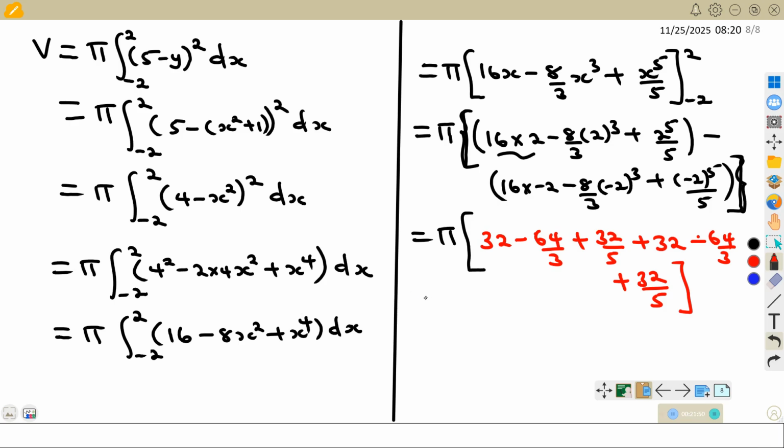So simplify this. Get 32 plus 32, get this plus that, and you should be able to get 512 divided by 15. So this will give us the volume as 512 divided by 15 pi, in cubic centimeters or cubic units. So this will be the volume.